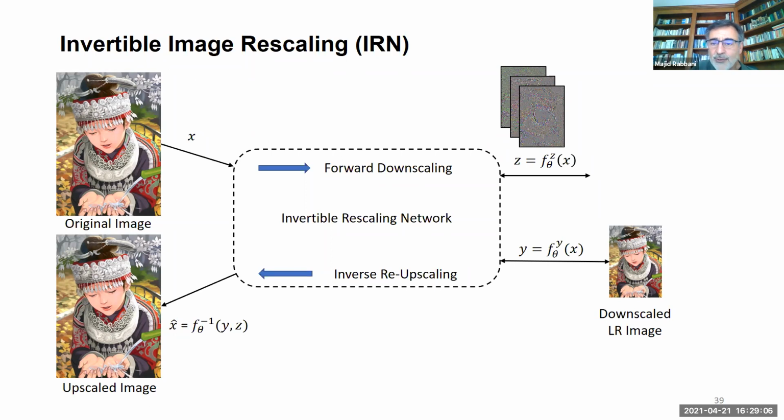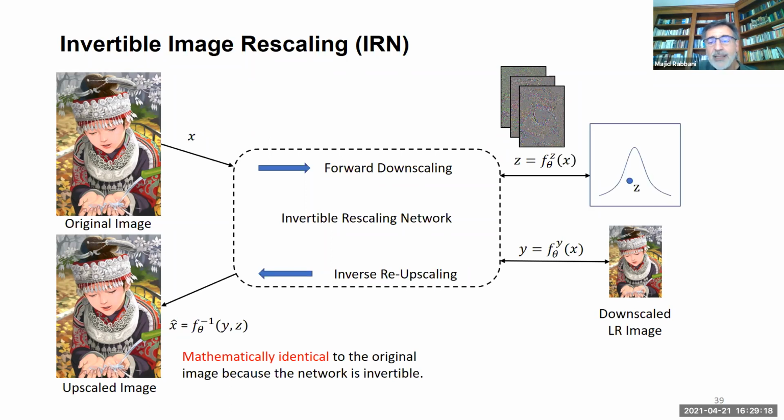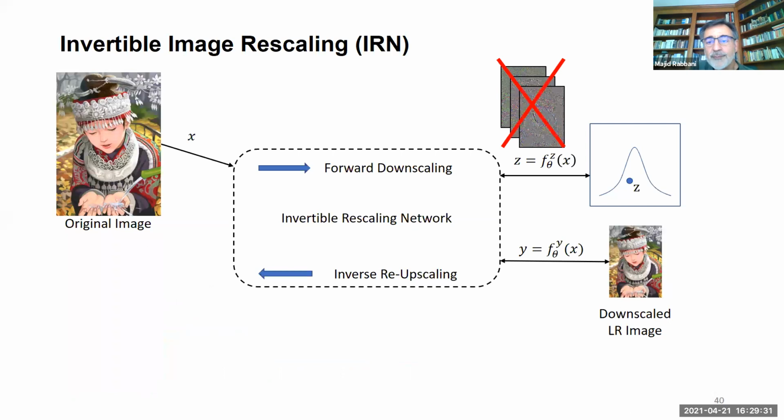But now let's do something interesting, just like, you know, Penn and Teller do when they do their magic tricks, right? Right now, it is mathematically identical to the original image because the network is invertible. Now let me look at the distribution of the pixel values within those 3 detail or what we call residual images. They look Gaussian. Guess what? Let's get rid of them, okay?